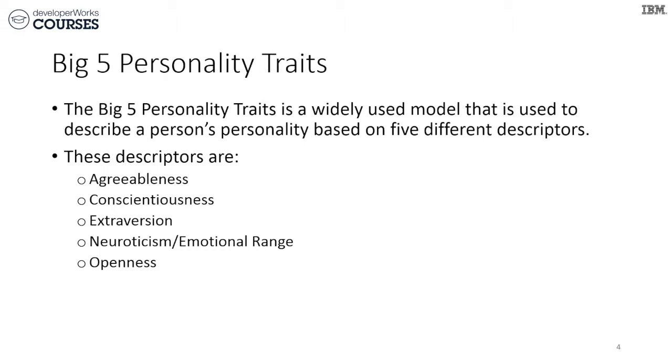And so the service will return a score for each one of these descriptors based on the text that was passed in. And from those 5 descriptors, you'll get an idea of what the person's personality is like.